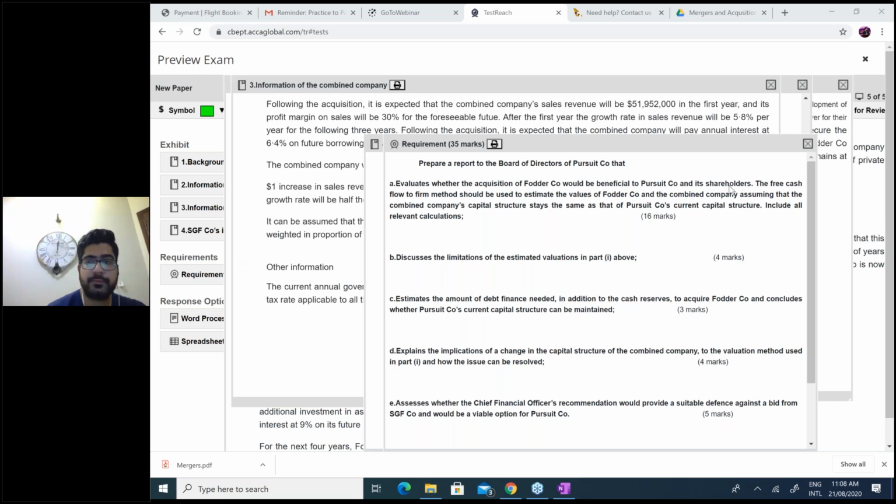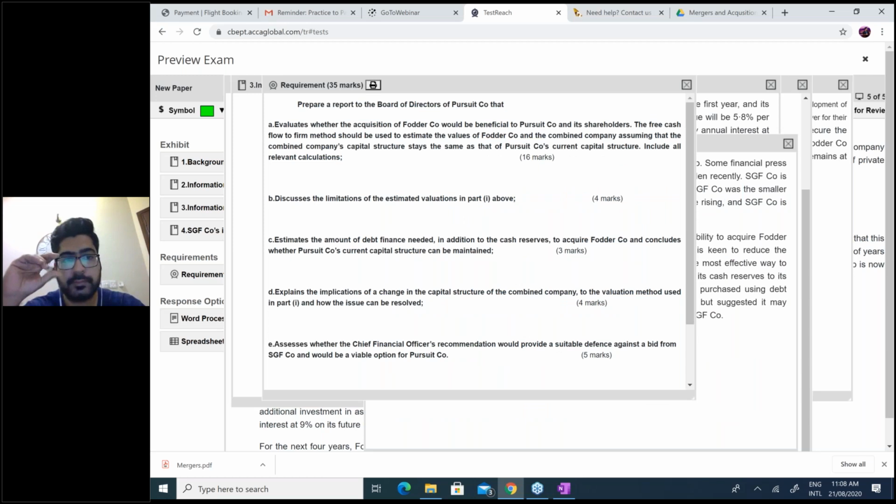Let's move towards the requirements now. The requirement states, prepare a report to the board of directors of Pursuit. You need to prepare a report to the board of directors of Pursuit that evaluates whether acquisition of Fodder would be beneficial to Pursuit and its shareholders. Now, remember a student was asking yesterday a question that the main problem with mergers is that we don't know what to do.